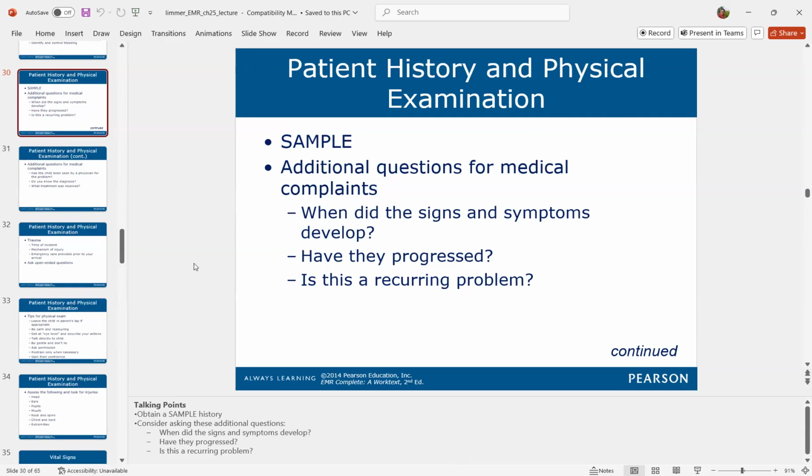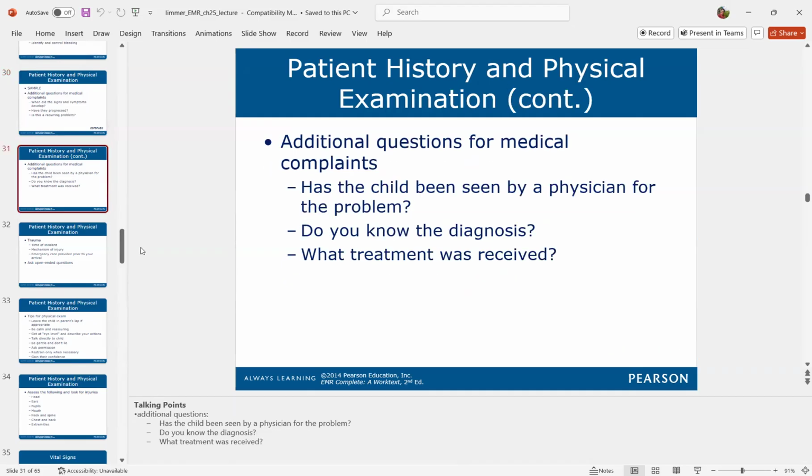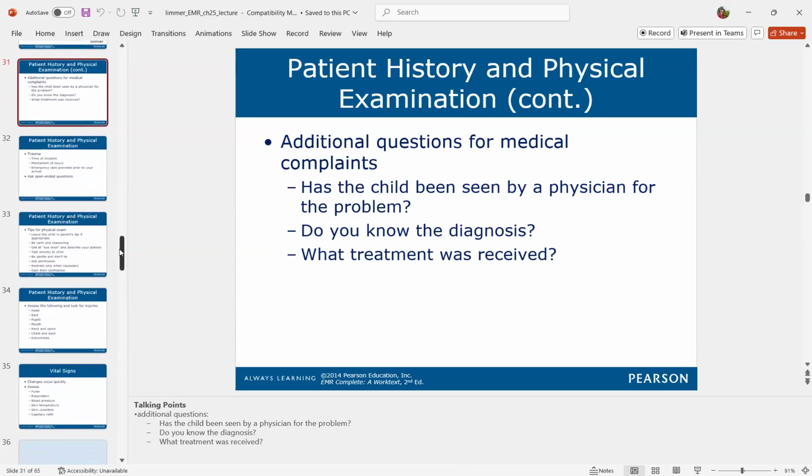Additional questions we can consider: when did that start? When did the signs and symptoms start? Have they progressed? Is this a reoccurring problem that they've been having? Has the child seen a physician lately for the problem? What is their diagnosis if they have one? Have they been receiving treatment for that? So those are other questions that we can ask as well.